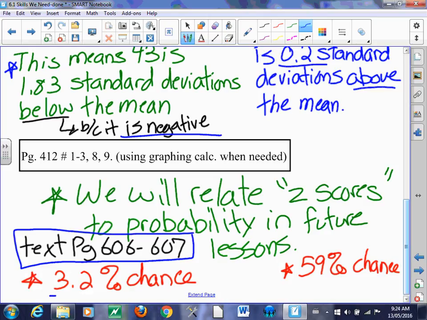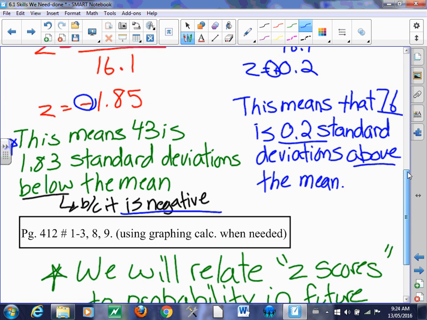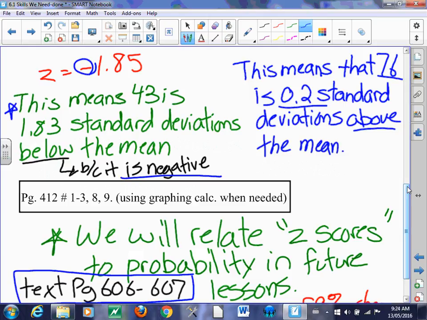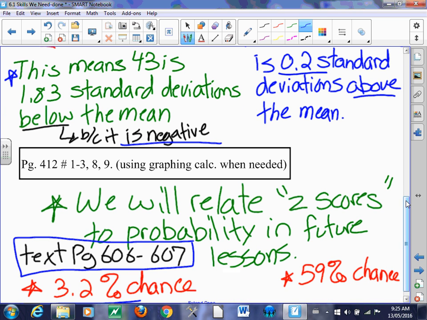So what does that mean? That means you have a 3.2% chance to have that mark in the class. That's the probability. Look at the second example: 0.2, so you go to 0.20. Looking at that, you've got, I think it's a 58% chance. I'm going to double check that, but I think it's a 58% chance of having a mark like that in the class. That's coming later on, but I just wanted to make sure you've got it.